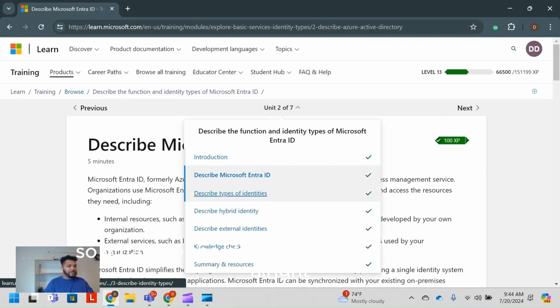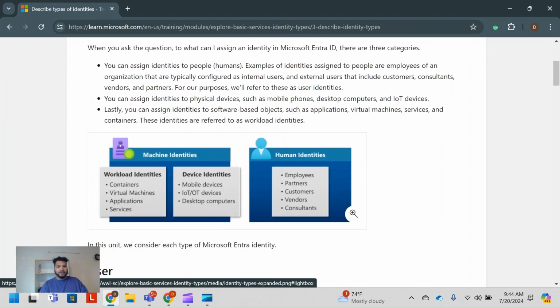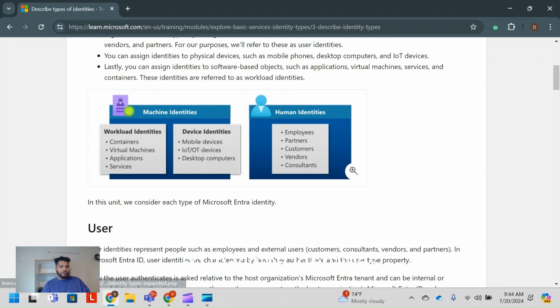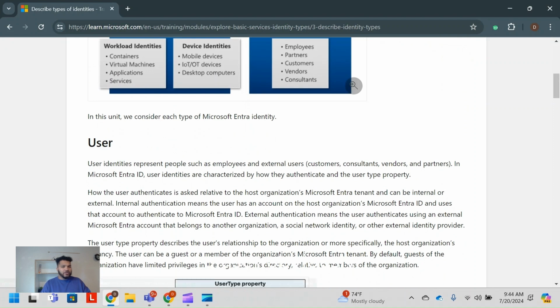All right, so what are the different types of identities? Again, we're going to look at these. I'm a big diagram person. You have machine identities and human identities. For machine identities, you have workload identities, such as containers, virtual machines, applications, and services. You have device identities, such as mobile devices, IoT, OT, and desktop computers. And then you have human identities: employees, partners, customers, vendors, consultants. A user, obviously, such as an employee or external users, customers, consultants, vendors, and partners.